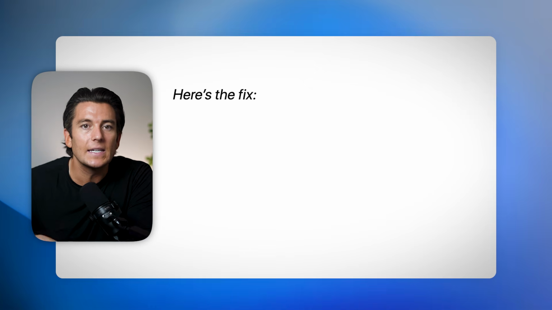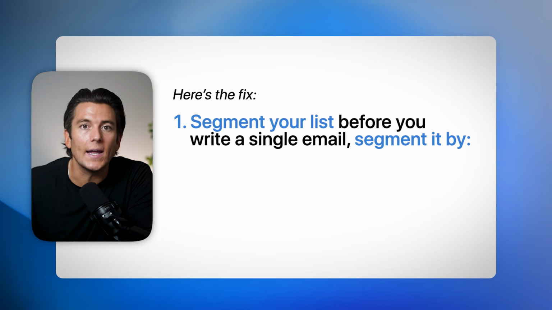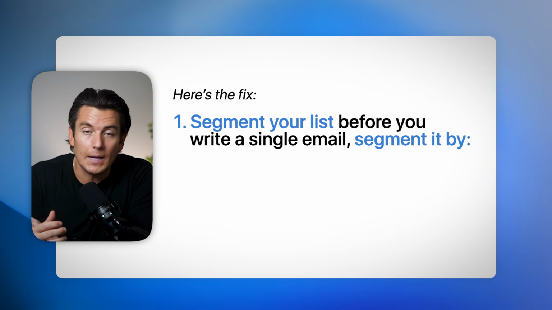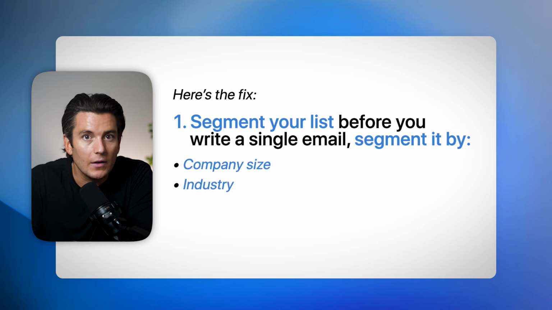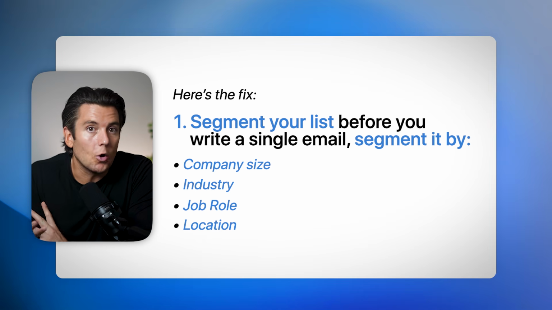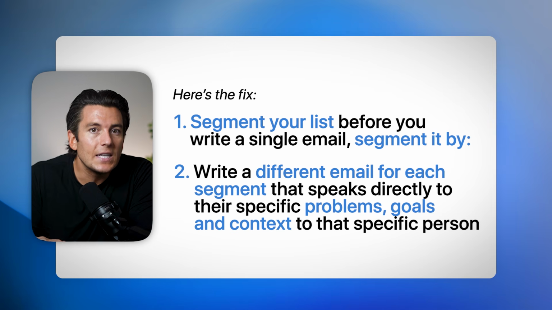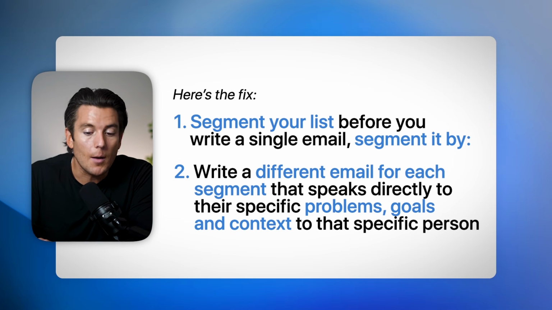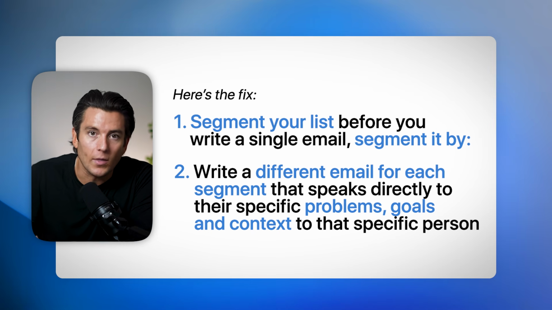Here's the fix: segment your list before you write a single email. At minimum, you need to segment it by company size, industry, of course, role. Is it a founder? Is it a VP? Is it a CMO? And even maybe location. Then what you'll do is you'll write a different email for each segment that speaks directly to their specific problems, goals, and context for that specific person.